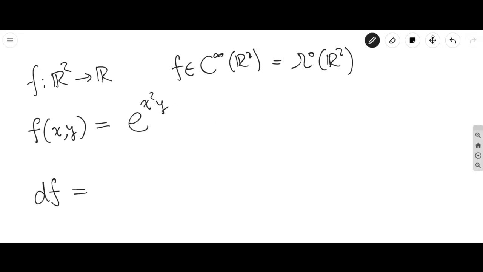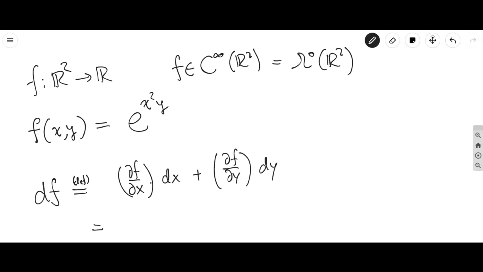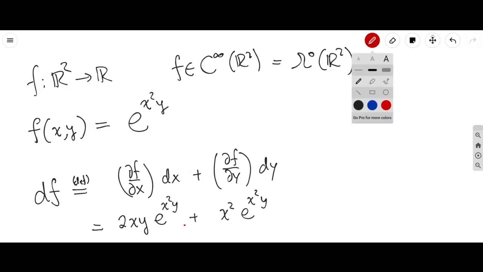Then the exterior derivative of f is, by definition, this is how we define it: you take the partial derivative of f with respect to the first coordinate, then you write dx, plus the partial derivative of f with respect to the second coordinate times dy. If we work this out, that would be 2xy e to the x squared y dx plus, if we differentiate with respect to y, x squared e to the x squared y dy.